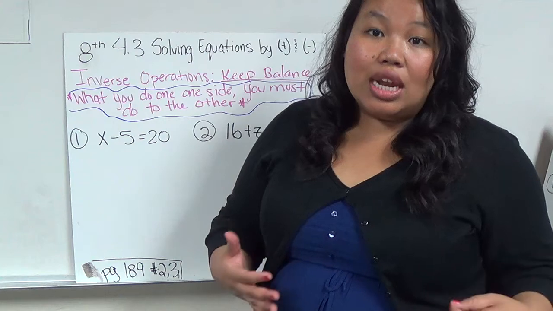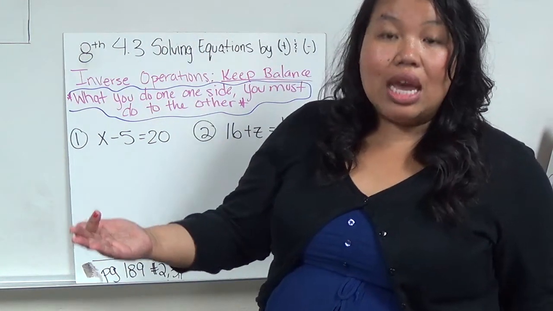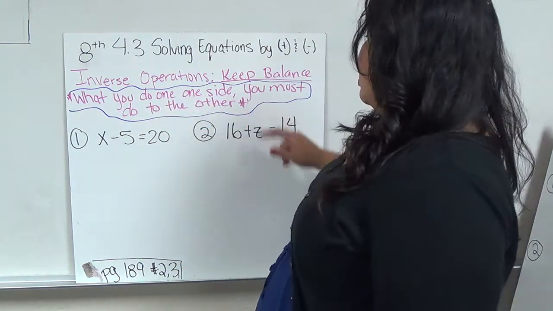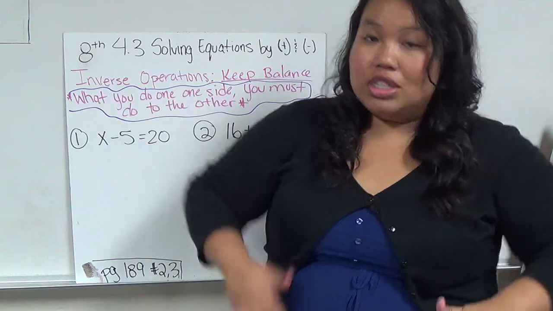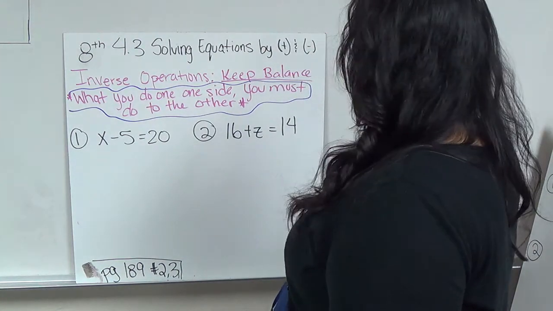And the only thing that I can do to make sure not to do that is whatever I do to one side of the equal sign, I have to apply to the other. So that's your golden rule. What you do to one side, you have to do to the other. It's going to be the mantra through this chapter, so make sure you know it well.